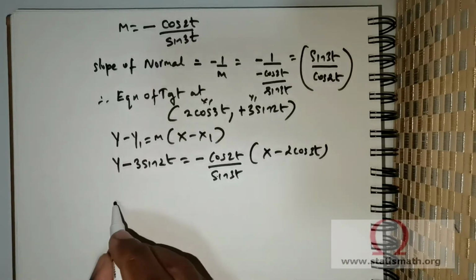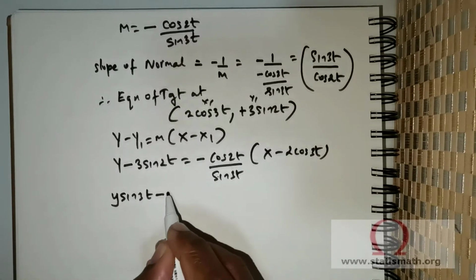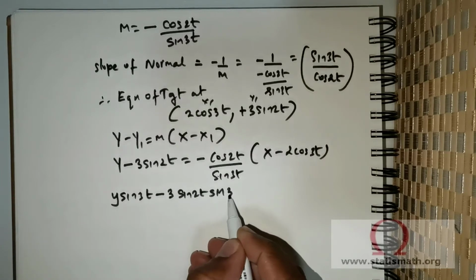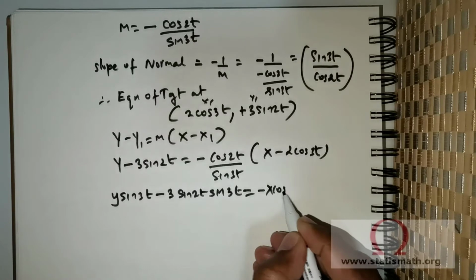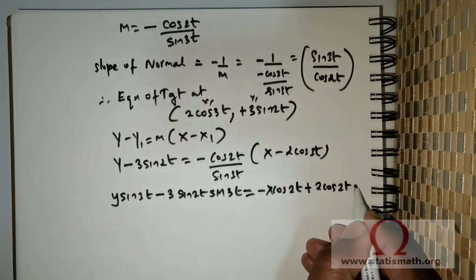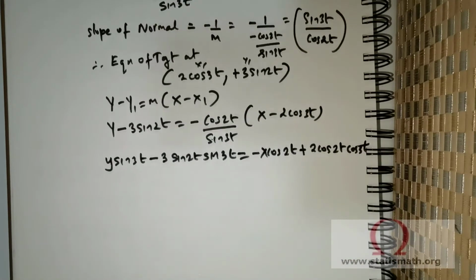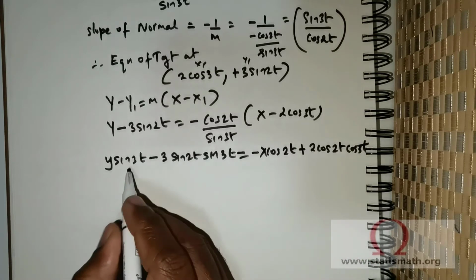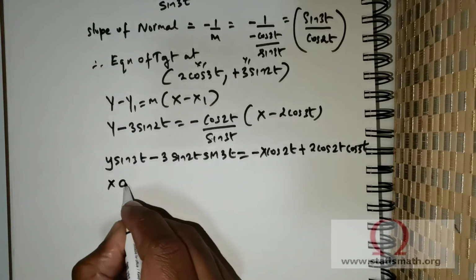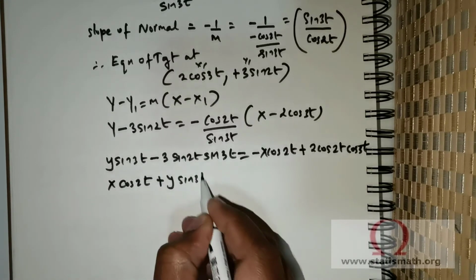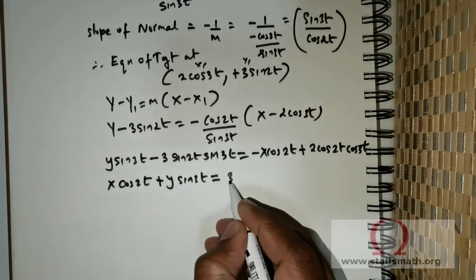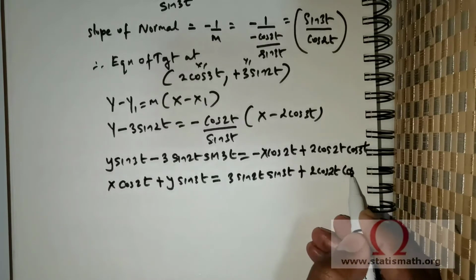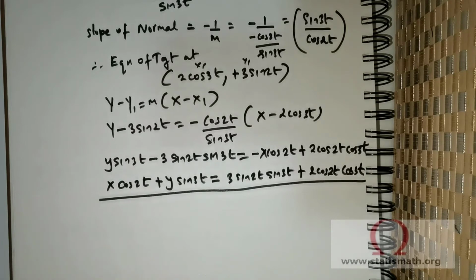Now if we were to cross multiply, this would give us y times sin 3t minus 3 times sin 2t sin 3t is equal to negative x times cos 2t plus 2 times cos 2t cos 3t. This is what we have got. Now we can rewrite this by having the x and y on one side and moving the other things which do not have x and y to the right. So that's going to be x times cos 2t plus y times sin 3t is equal to 3 times sin 2t sin 3t plus 2 times cos 2t cos 3t. So this is the equation of the tangent.